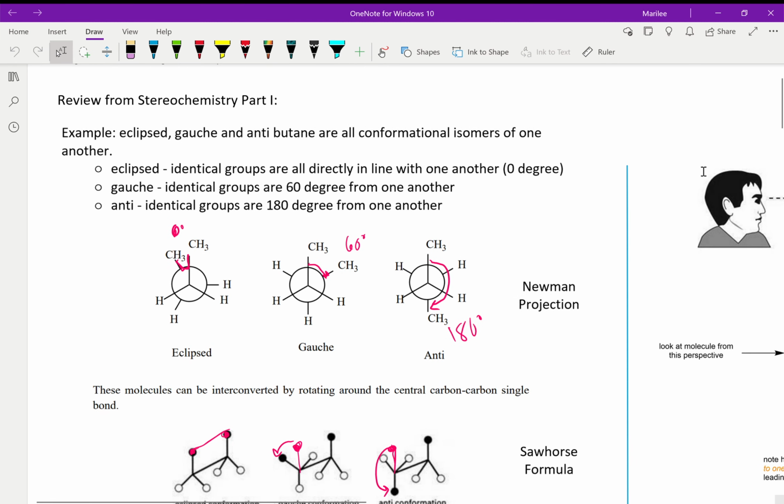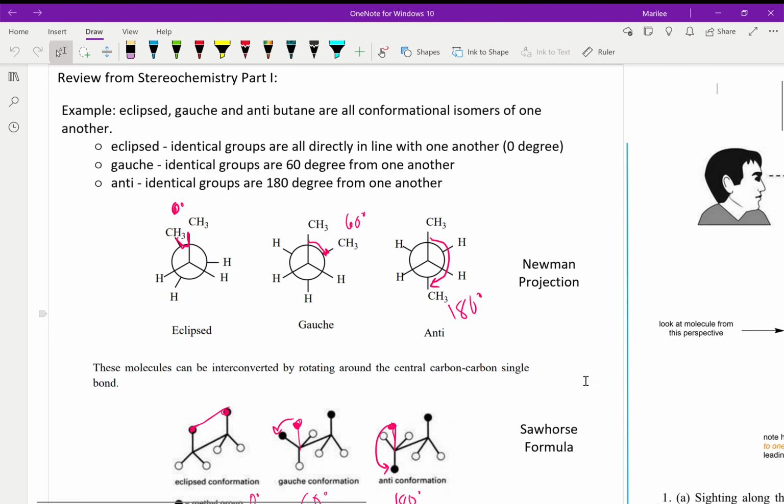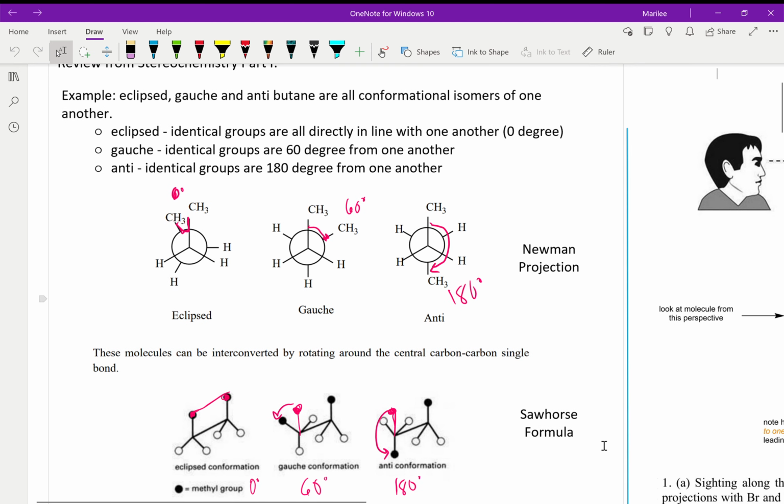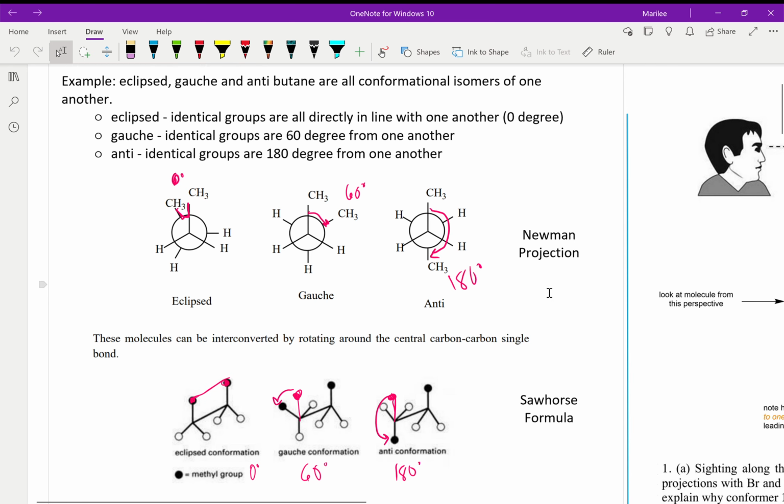If you guys remember, we had the eclipsed, gauche, and anti, and each one has a different degree of angle. What we did was we saw on our sawhorse formula that the eclipse is completely lined up, so it has a 0-degree angle, and then when you move 60 degrees we get our gauche, and then 180 degrees is our anti. The top view here is our Newman projection.